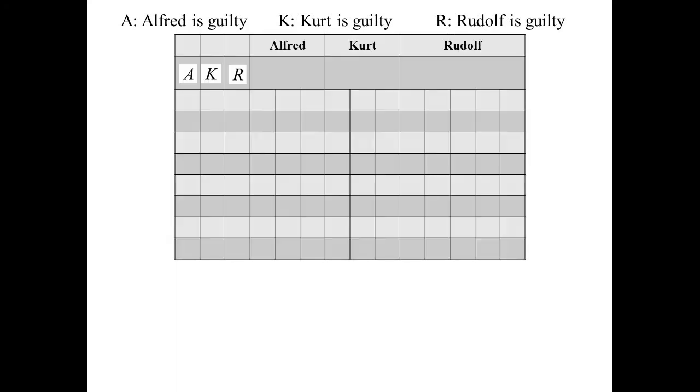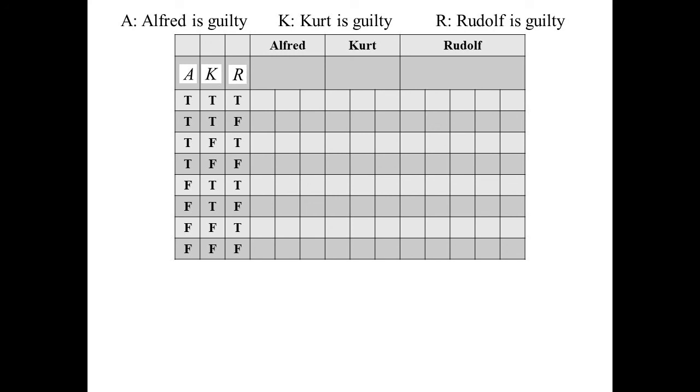So these were our three statements. I'm going to say A is the statement, Alfred is guilty. K is the statement, Kurt is guilty. R is the statement, Rudolph is guilty. And I'm going to draw up a truth table. Yes, there's 8 possibilities. They could all be true. So what we do in maths with things like this is we reduce basically a language argument, we turn it into maths using our rules.